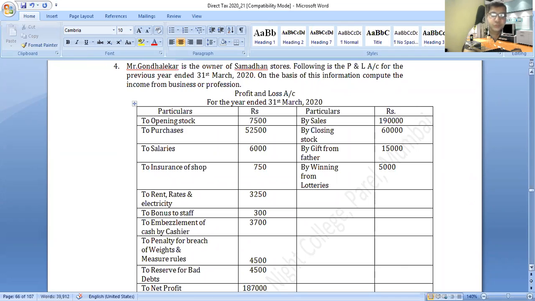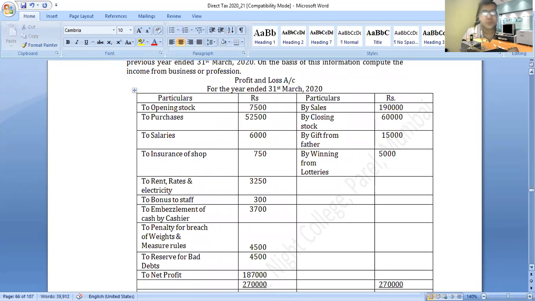Profit and loss account, 2020. Opening stock 7,500, purchases 52,500, salaries 6,000, insurance of shop 750, rent, rates and electricity 3,250, bonus to staff 300, embezzlement of cash by cashier 3,700, penalty for breach of weights and measures rules 4,500, reserve for bad debts 4,500, net profit 1,87,000, sales 1,90,000, closing stock 60,000, gift from father 15,000, winning from lotteries 5,000, total of both sides 2,70,000.